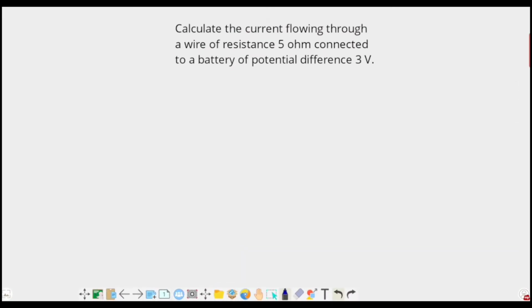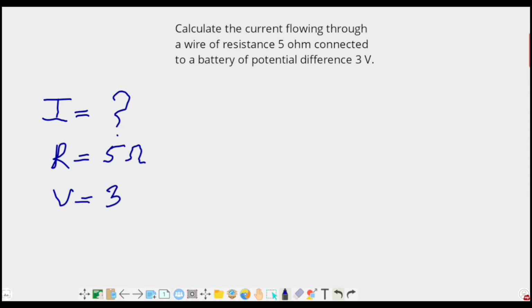Now students, let's solve the next sum. Calculate the current flowing through the wire. So current is asked, so I'll put a question mark. Of resistance 5 ohm, connected to a battery of potential difference 3 volt.